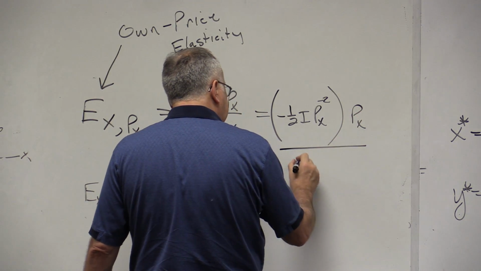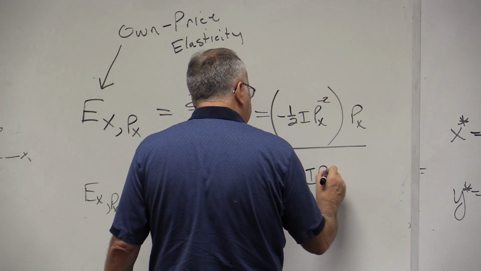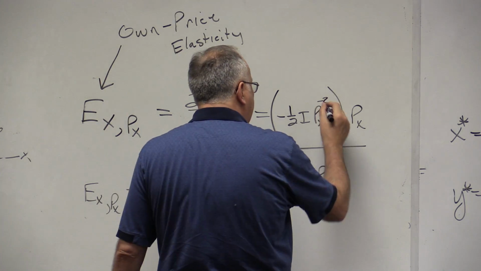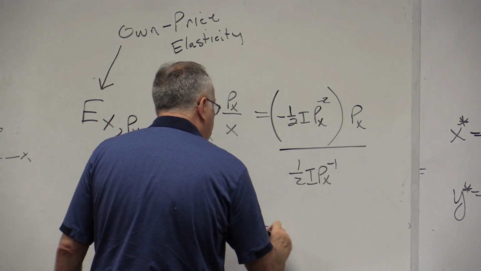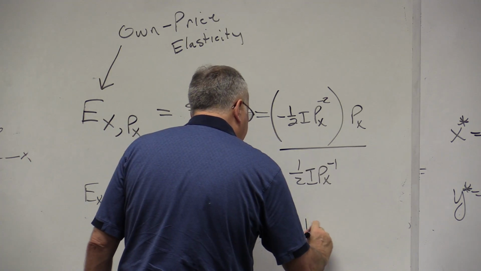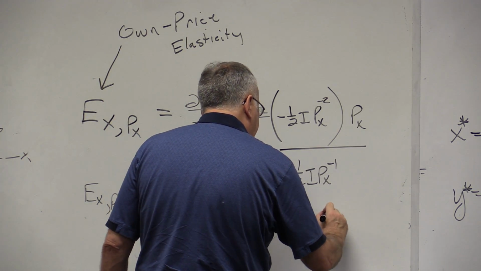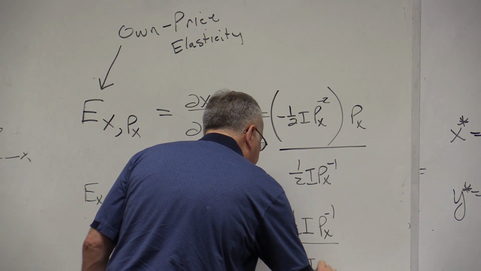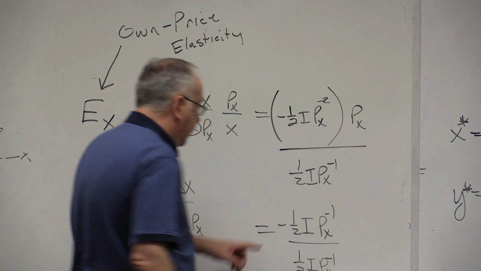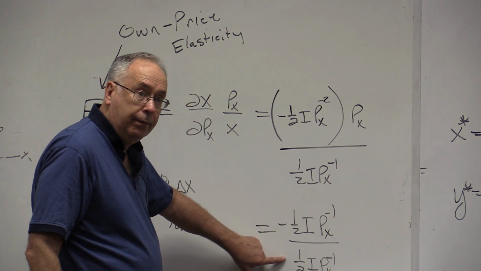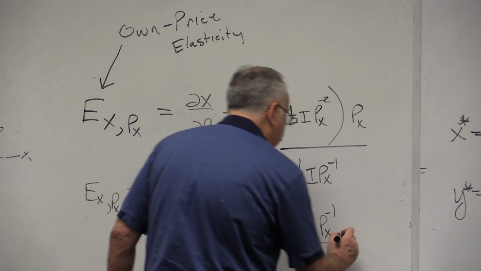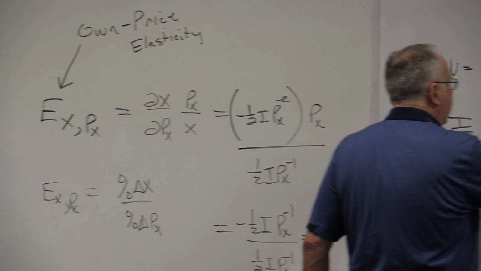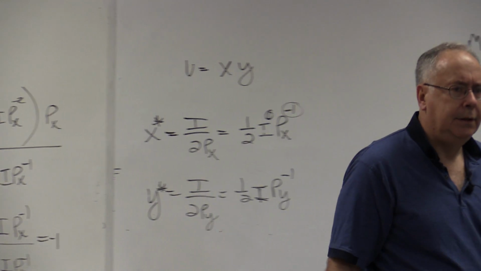But what is x? X is 1/2 I px to the -1. But multiply these two terms here. You add the exponents. This numerator becomes -1/2 I px to the -1. In the denominator, you have 1/2 I px to the -1. So obviously, this ratio is -1. So that verifies. Whenever you have a multiplicative form like this, the exponents give you the elasticities.